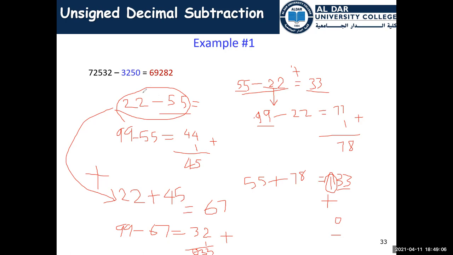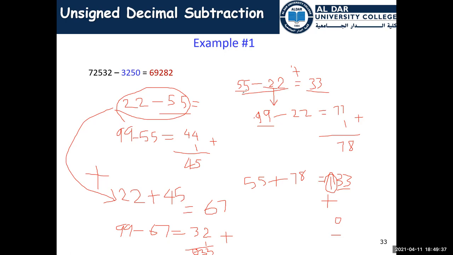But if the number here is bigger than the one that we are subtracting, bigger number from smaller, this means we have to take the complement of this number, then make the addition normally, but we have to correct the result again and make another complement. We make the complement two times.